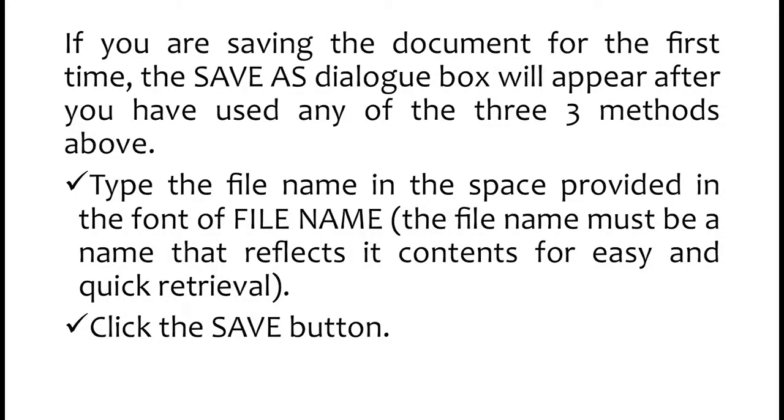If you are saving the document for the first time, the Save As dialog box would appear after you have used any of the three methods above, the ones I just listed. You type the file name in the space provided in front of the file name. The file name must be a name that reflects its contents for easy and quick retrieval. Then you click on the Save button.